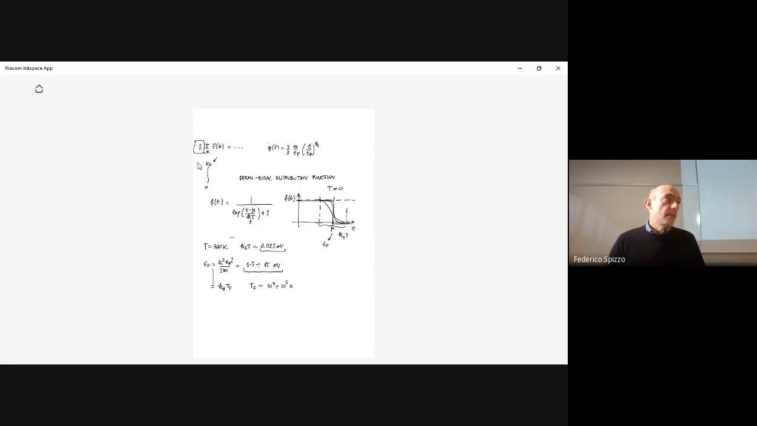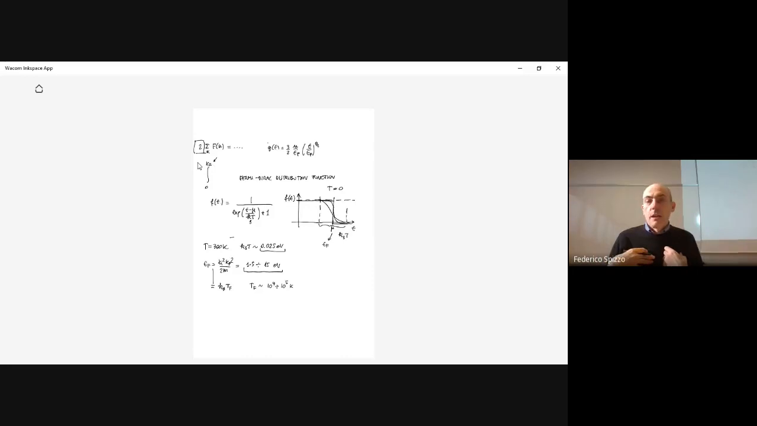So we will never have the opportunity to study a metal at a temperature of 10 to the 4 Kelvin, because at that temperature the metal is for sure melted or even evaporated. So we have no metallic state in this condition. So it is impossible, in normal conditions, to observe a Fermi-Dirac distribution that is very different from a step function.